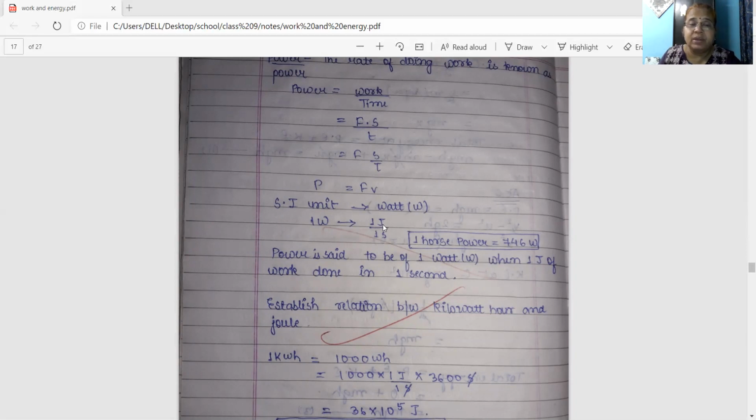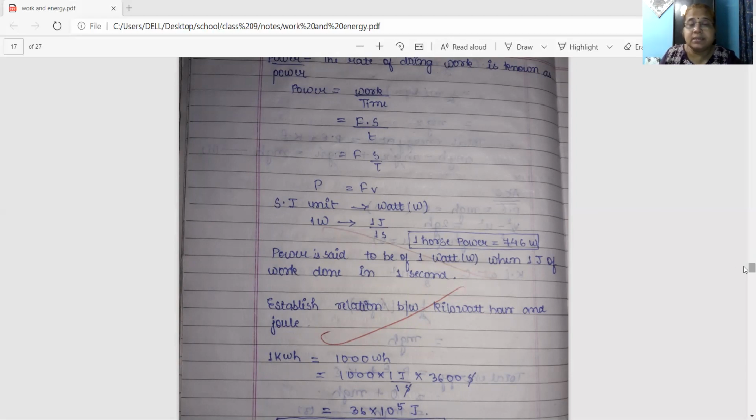Bigger unit of power is kilowatt. 1 kilowatt equals 1000 watt. Other unit is horsepower. 1 horsepower equals 746 watt. Power is said to be 1 watt when 1 joule of work is done in 1 second.